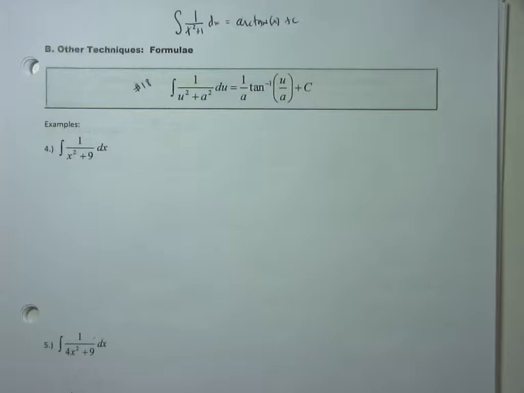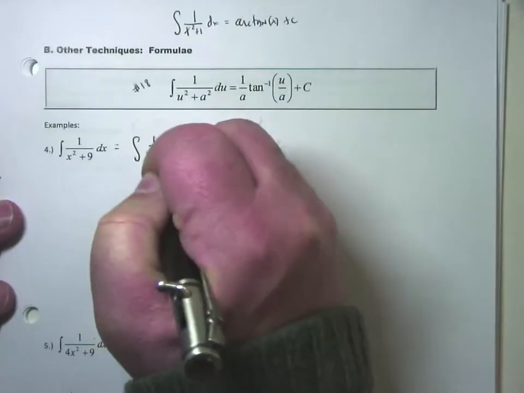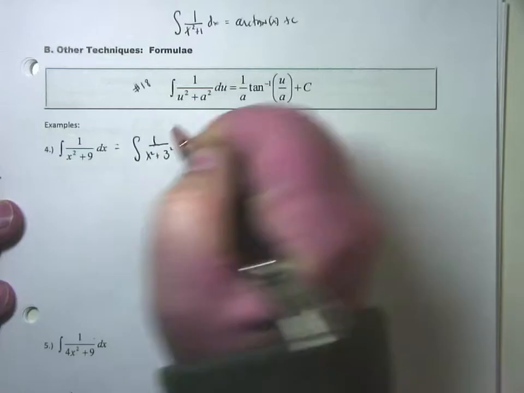This one right here, the integral of 1 over x squared plus 9, is one you could probably do in your head. Most people do, but they typically screw this problem up once I make them a little bit tougher. They'll get this one right. This is the same thing as the integral of 1 over x squared plus 3 squared dx.